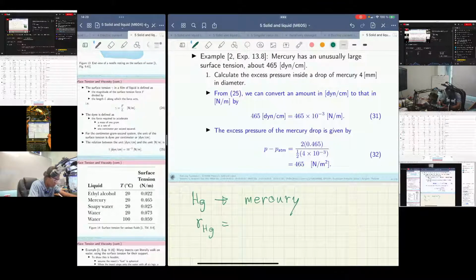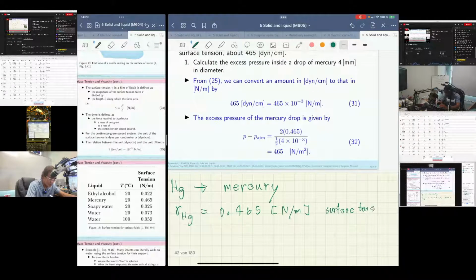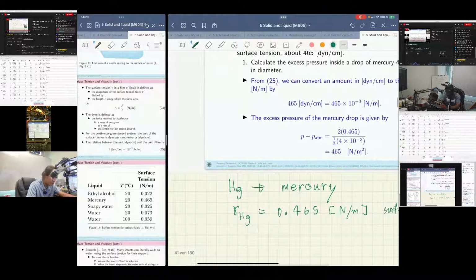is equal to 0.465. The unit for surface tension is Newton per meter. The value they have provided in the table is in the SI scale, so you have to convert everything to the SI scale. Here is the surface tension.